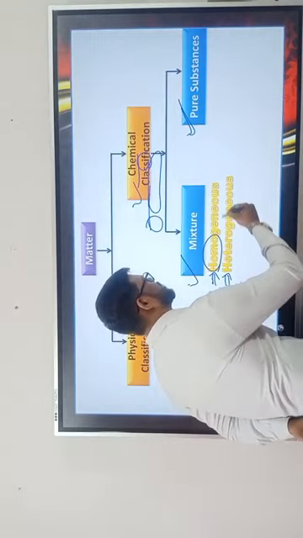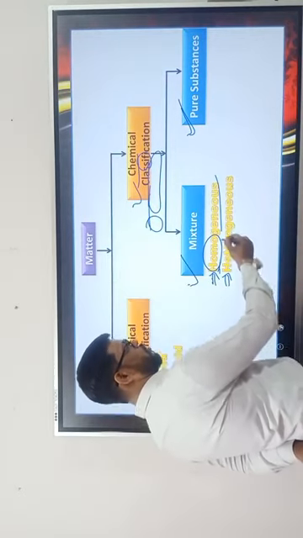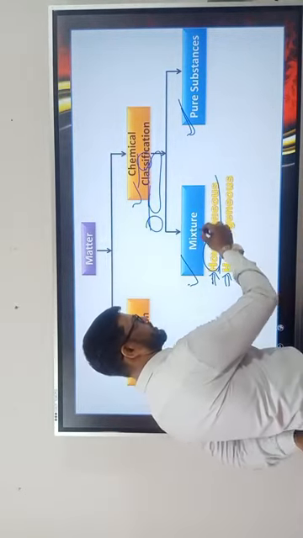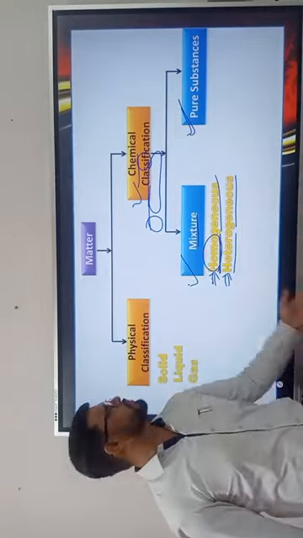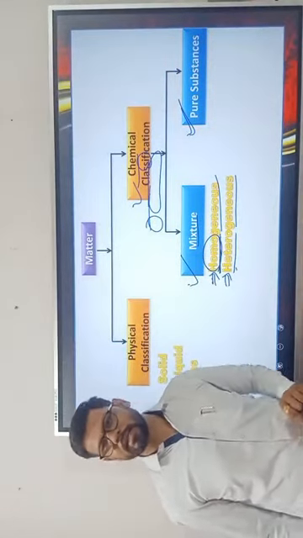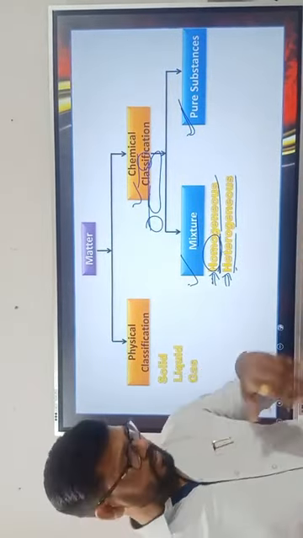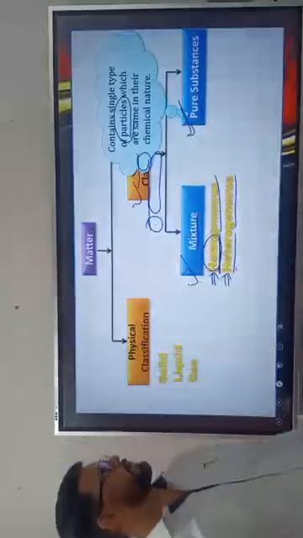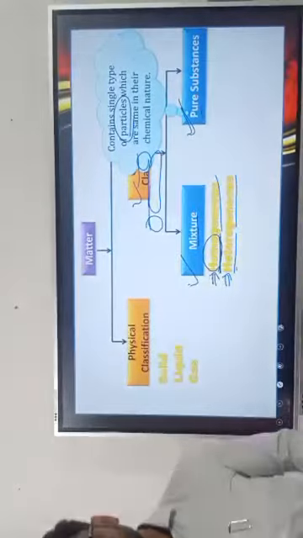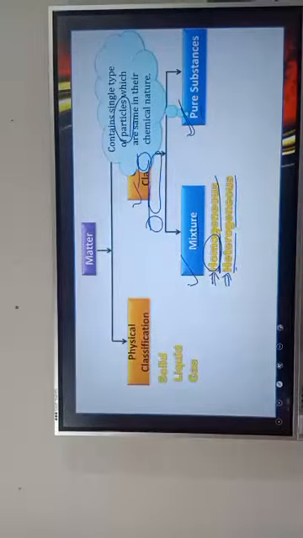Homo means same, geneous means phases. So a homogeneous mixture is a mixture that contains the same or single phase, and a heterogeneous mixture is a mixture that contains two or more phases. Pure substance means which contains a single type of particles which are the same in their chemical nature. That means they show the same chemical properties.